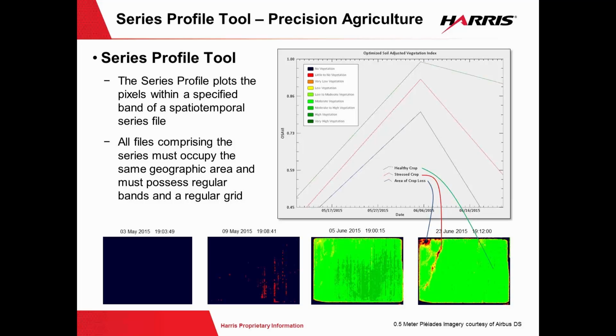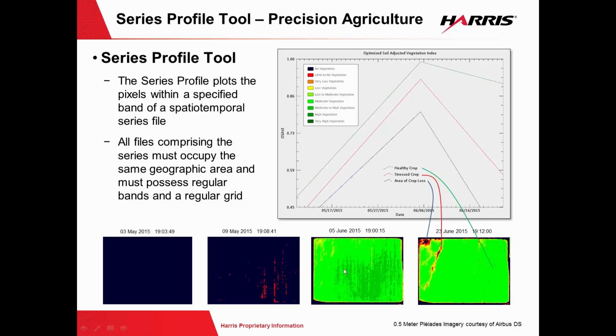Here's just one example of taking a look at an individual field. We're using high resolution Pleiades imagery with 0.5 meter resolution, and we can see on May 3rd there's no vegetation in our field, which corresponds up here to my key. We see a little bit of growth on the 9th of May. By June 5th, we've got very high vegetation in many parts of our field. And then by June 23rd, we're starting to see areas of crop loss in our field, and we've got stressed crop.